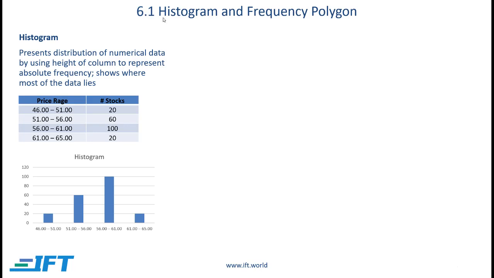Let's start with the most basic technique, which is a histogram. A histogram presents a distribution of numerical data by using the height of the column to represent absolute frequency. A histogram shows us where most of the data lies. So for example, let's say we are evaluating 200 stocks and we are interested in knowing what are the prices of these stocks. Say the stock prices range between 46 and 65.